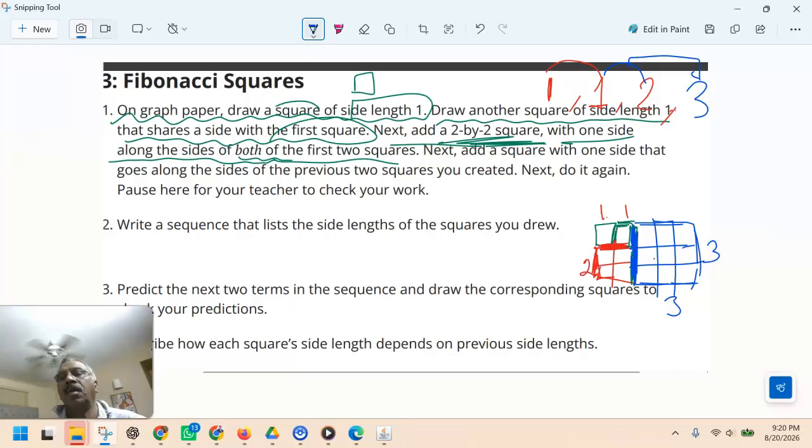See. Now next you're going to draw one more. Let's use pink color. This time the blue one was 3 by 3, and the one before was 2. So see this 2 and 3. The total 2 plus 3 is 5, and then I'm going to make a square with side 5.